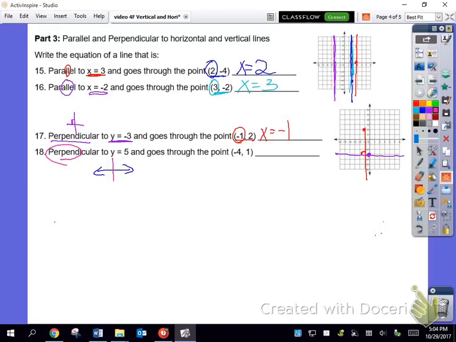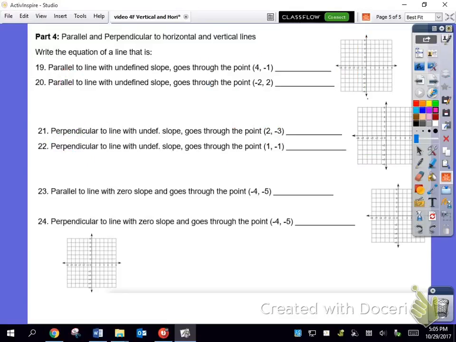Perpendicular means I want it to intersect. So this is going to be x. So look at the x value. X equals -4. Okay, let's try another one. I want an equation that's parallel. Parallel means they won't intersect, to an undefined slope. Undefined, remember, this is undefined. So I want it parallel to the undefined slope. And I want to go through 4, -1.